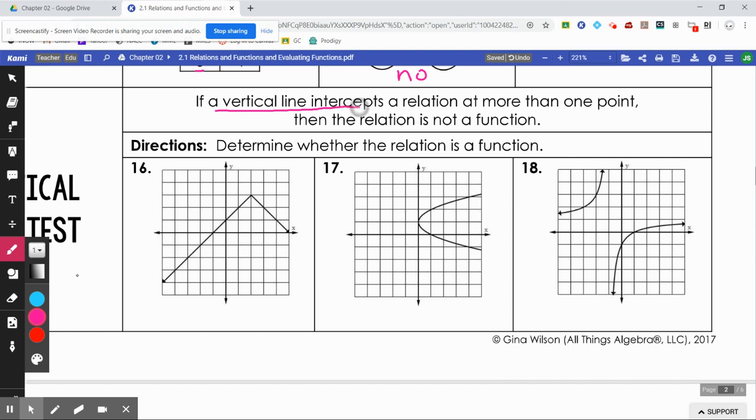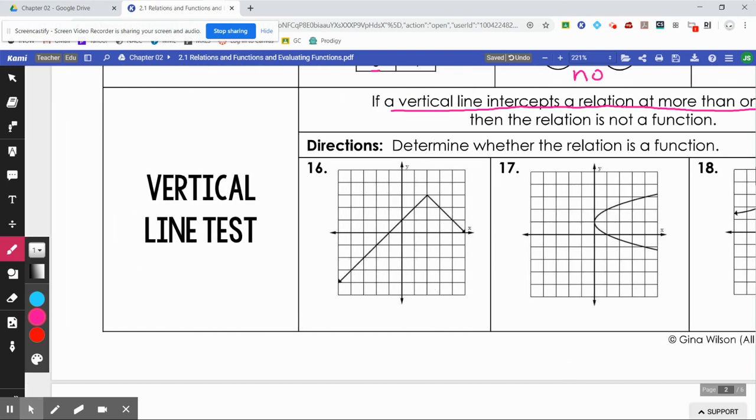It says if a vertical line intercepts a relation at more than one point, then it's not a function. Now let's talk about why that would be true. If you have a graph and you have a point and above a point, that means a vertical line would hit both of those points. Well, what are those points? If this is like negative 3, 5, then if they line up, this would have to be like negative 3 something else. So that would mean anytime they line up, they have the same x values. That's the reason the vertical line test says that if you can hit more than one point with a vertical line, it's not going to be a function.